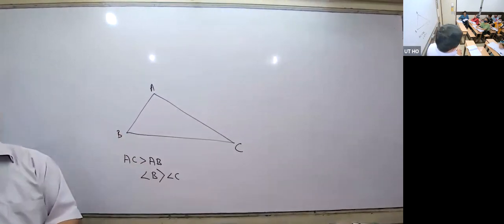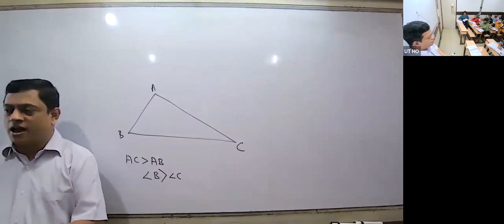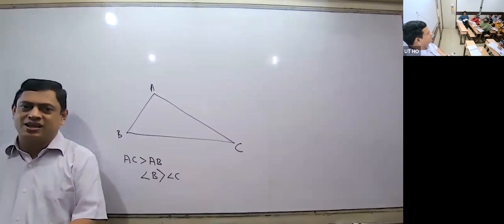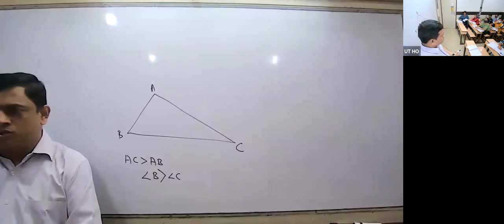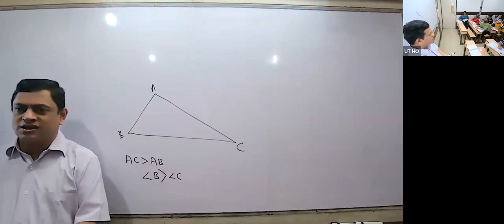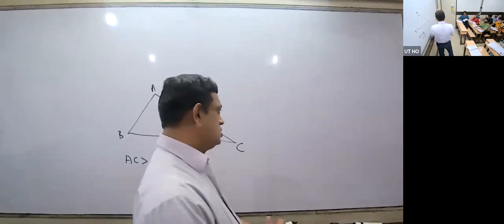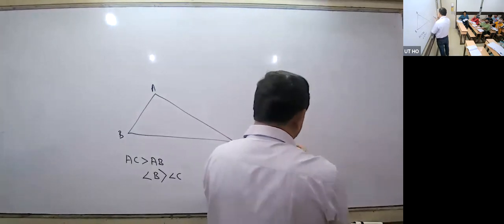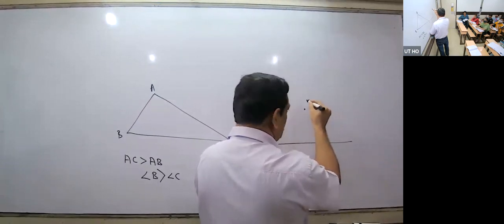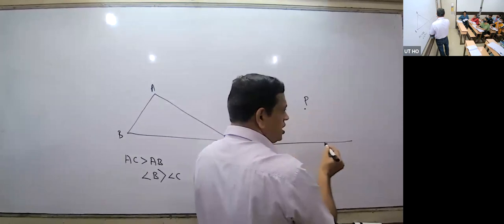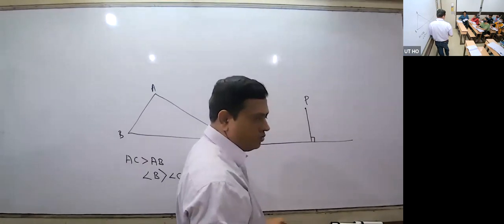The third inequality: the sum of 2 sides of a triangle is always greater than the third side. Are you followed? Sum of 2 sides of a triangle is always greater than the third side. Okay. The fourth property: of all line segments drawn from a point to a line, the one which is perpendicular is the shortest. Have you followed the meaning?